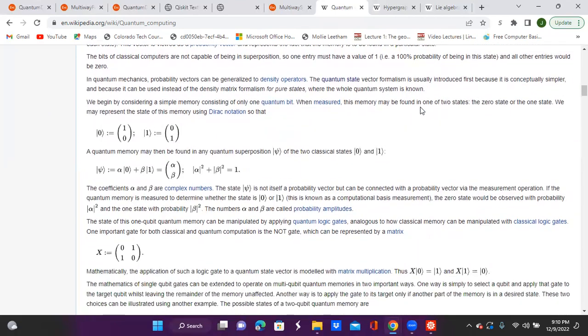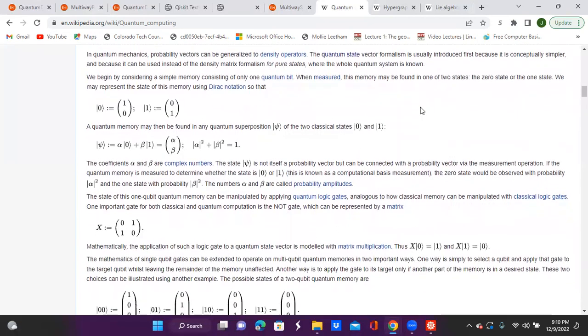In quantum mechanics, probability vectors can be generalized to density operators. The quantum state vector formalism is usually introduced first because it is conceptually simpler, and because it can be used instead of the density matrix formalism for pure states, where the whole quantum system is known.